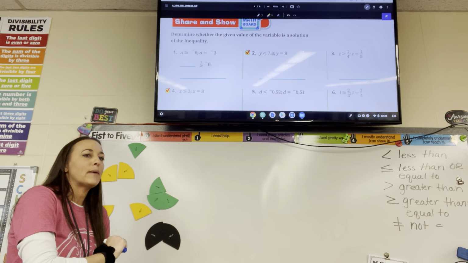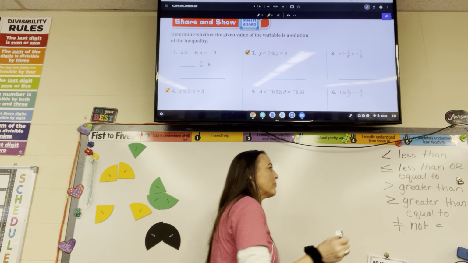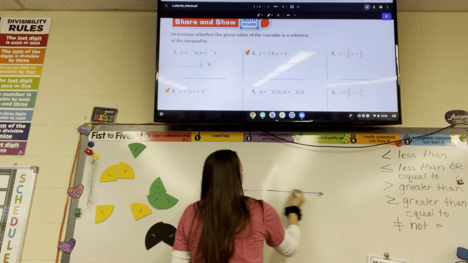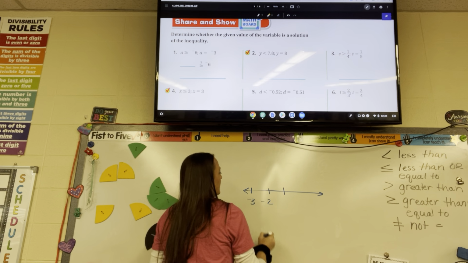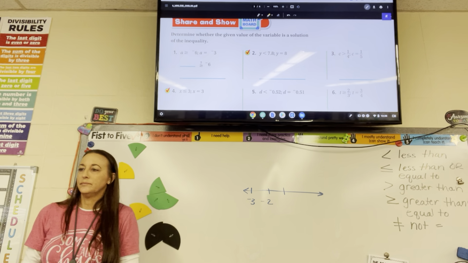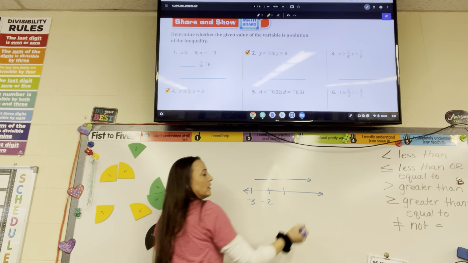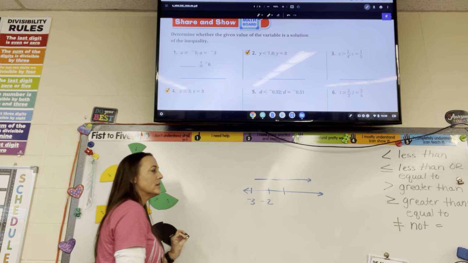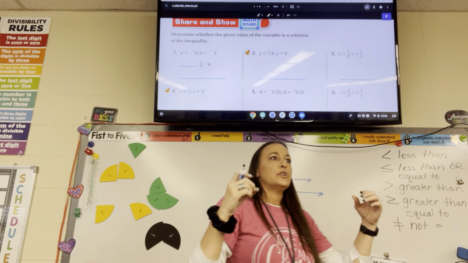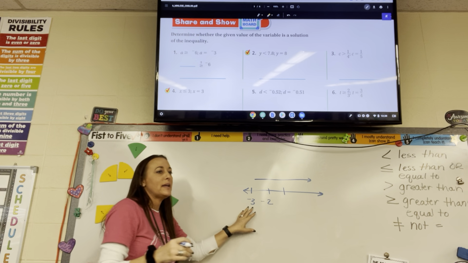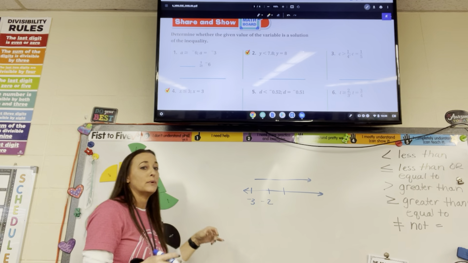I do want to remind you that when you're comparing 2 negative numbers, such as -2 and -3, which one is bigger? -2. Because remember, numbers always get bigger as they move to the right, okay? So sometimes you have to think of them on a number line. -3 is more negative than -2, so it's smaller.